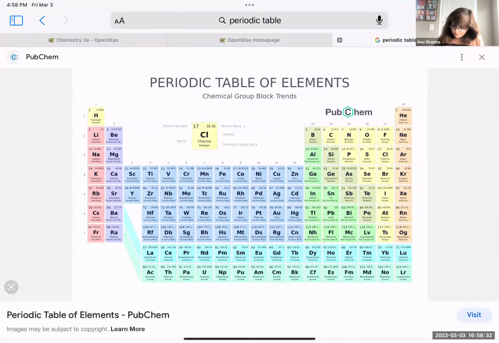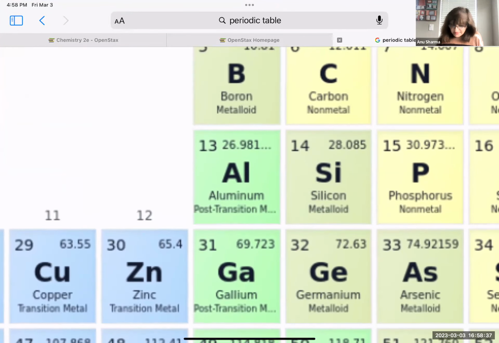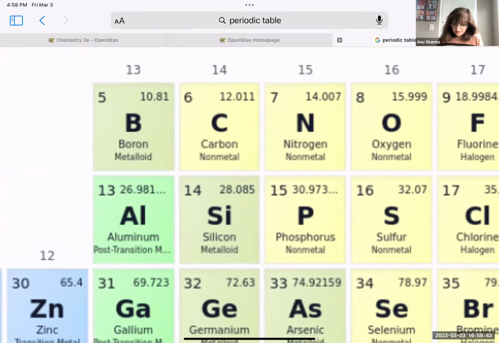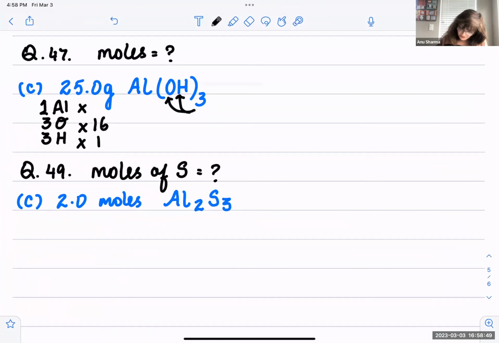So here is the aluminum. The mass of aluminum, as you can see, is 26.98, so I made it into 27. Oxygen was 15.99, so I took 16, and hydrogen is 1.00. So here is 27. Okay, so let's do this. 27 plus 16, 3s are 48, plus 3 is equal to, 27 plus 48 plus 3 is equal to 78. So this is equal to 78 grams per mole.